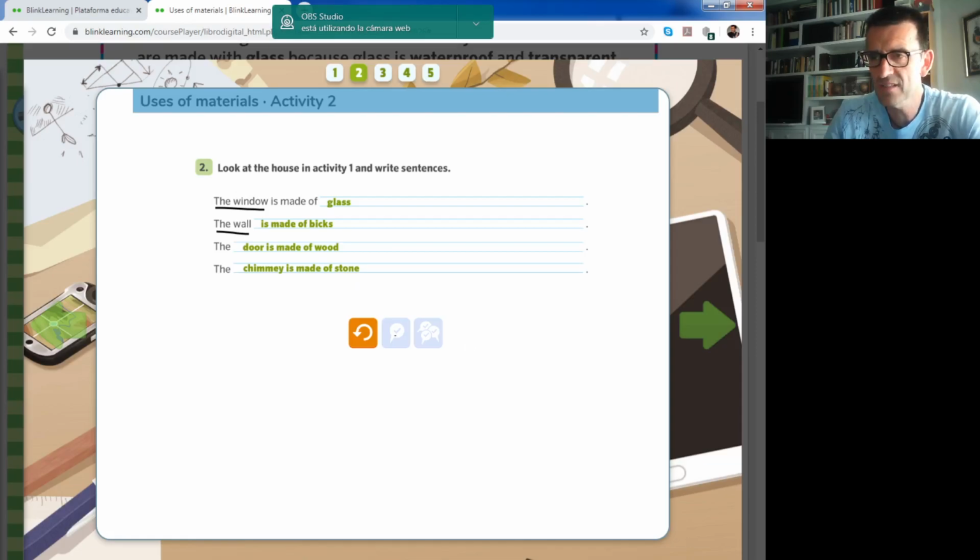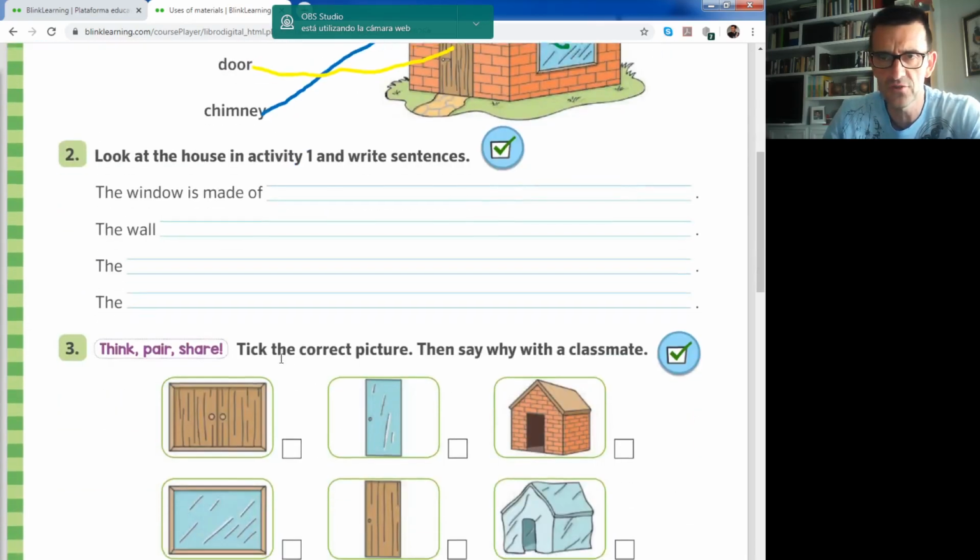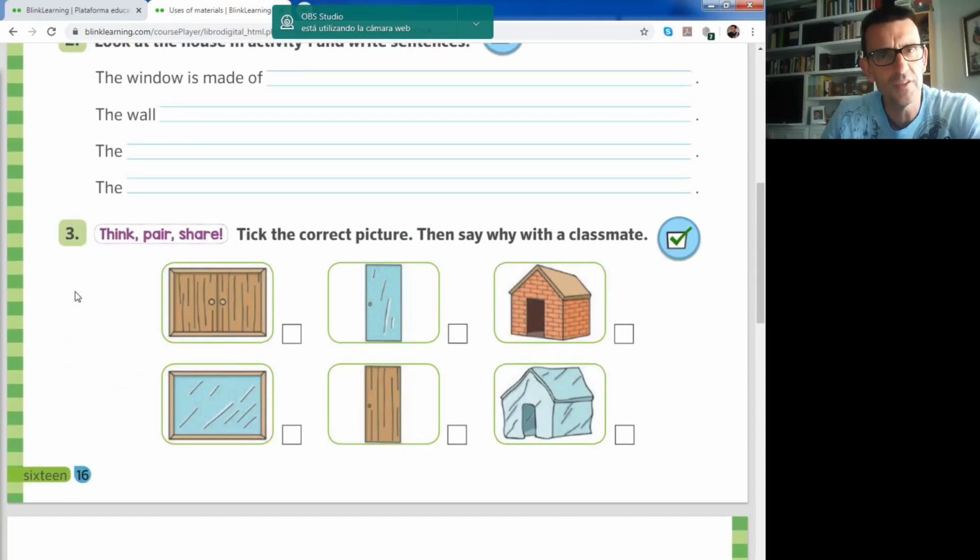Well, now, once you have finished the activity number 2, we have one funny activity. Tenemos una actividad divertida. Es the activity number 3. Is think in pairs and share. Piensa en parejas y comparte. You don't have your classmate at home with you, but you can share and think in pairs with one of your family. Okay, one person of your family, maybe your mom or your dad, and you can speak with him or with her about these pictures and tick the correct picture that you consider, okay?